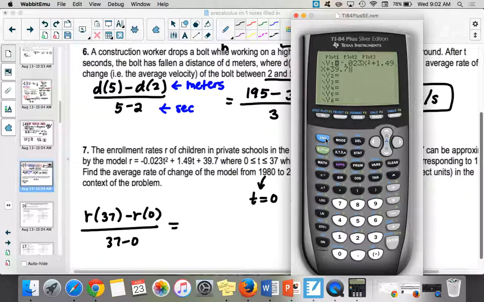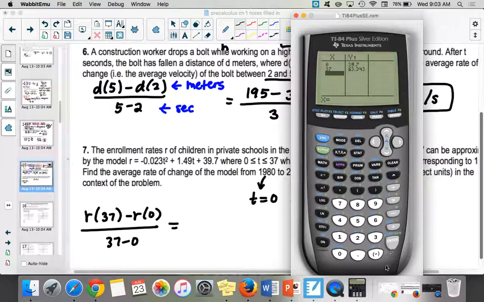So you can do this a couple different ways. You can go to your table, and you might be able to find 37. You could scroll down to 37 to find its number associated with it. Or if you have changed it so that you can select table set and go to ask, you can make whatever numbers you want on your table. So in your table, you could put in both 0 and 37 and find both those numbers. But here's an easier way.